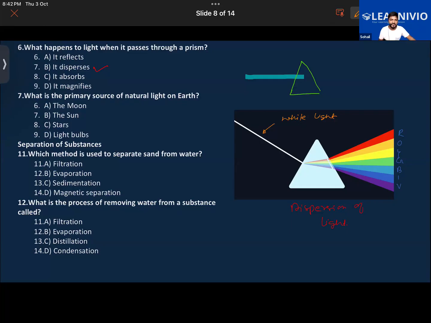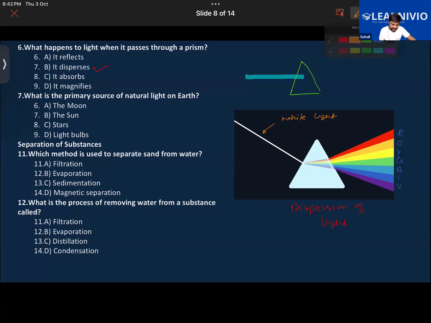We have the example of a rainbow. We have the most common example, no? The rainbow, which is a colorful pattern. That is also an example of dispersion of light, where the white light is splitting into its component colors.